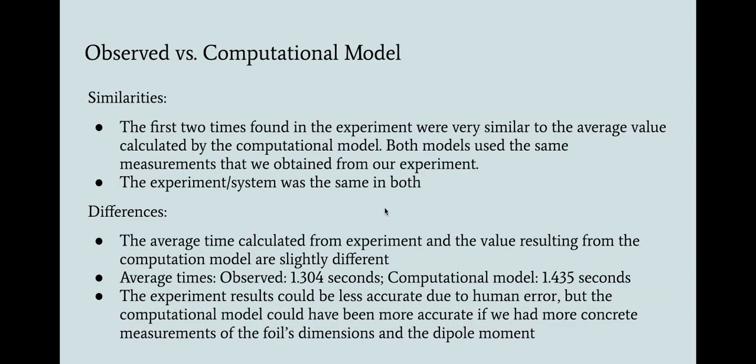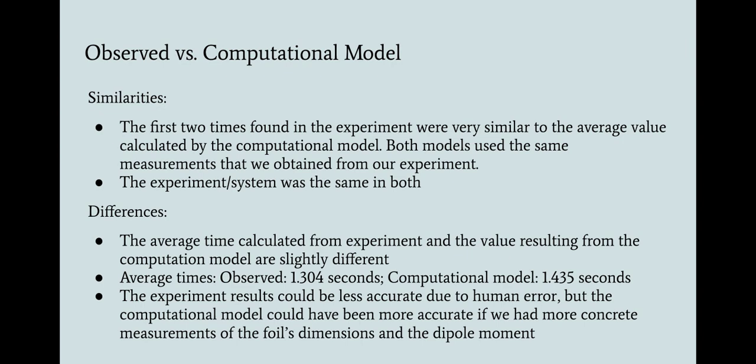And then the similarities between the observed and computational results: the first 2 times found in the experiment were very similar to the average value time. You can see over time they started going faster. Not sure why that was. Also, both models use the same measurements that we obtained from our experiment, so the same values were being used, and the experiment system was the same in both models.